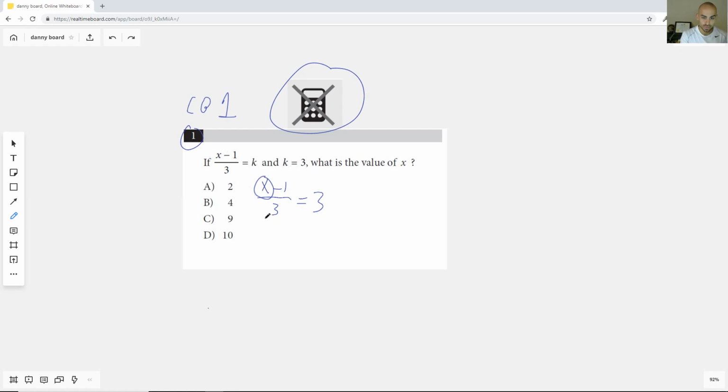And so what I'll do is I'm going to rewrite this problem by starting to eliminate the denominator. And I can do that since I see it's dividing by 3, so I do the opposite function. Whatever you do to one side, you do to the other. And now we're left with x minus 1 equals 9. Then plus 1, and then you have x equals 10, which is D. Now, the other way to go about this is isolating.